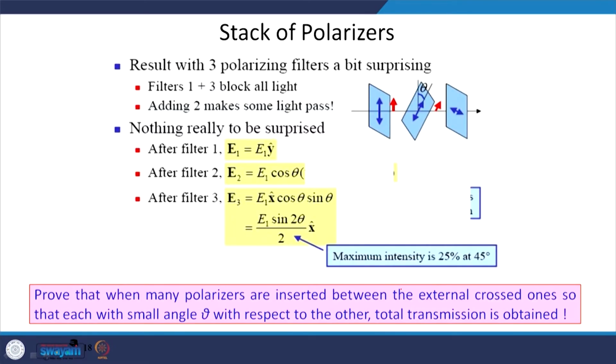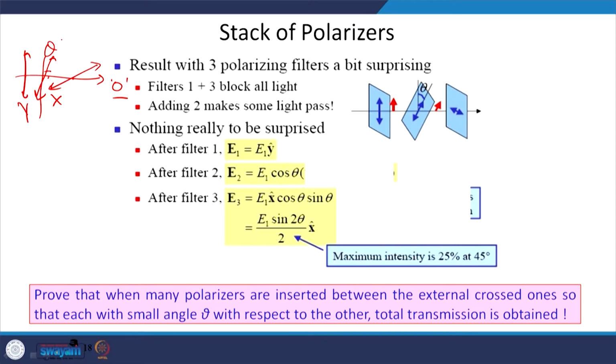What will happen if I put a third one? Now I know that I have one polarizer like this, another polarizer like this, and this was y, suppose this is x. Whatever I was getting was 0, no intensity at all. Now, I put some other polarizer at some angle theta to the first one.